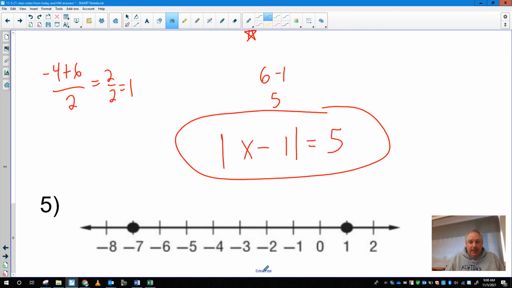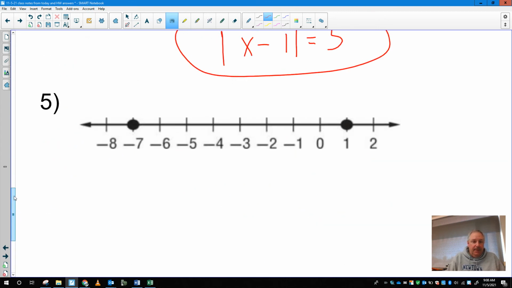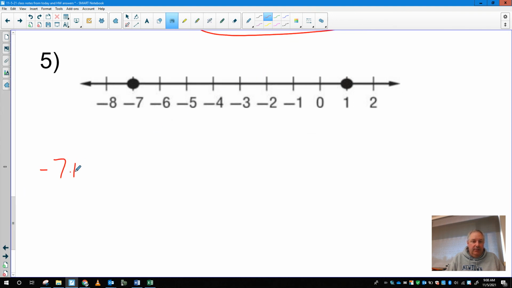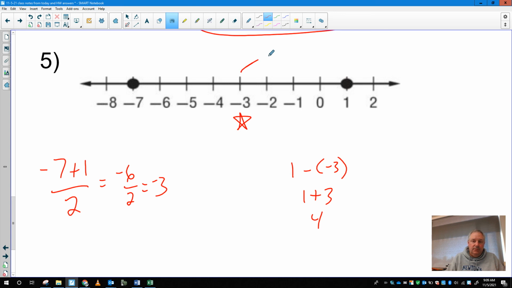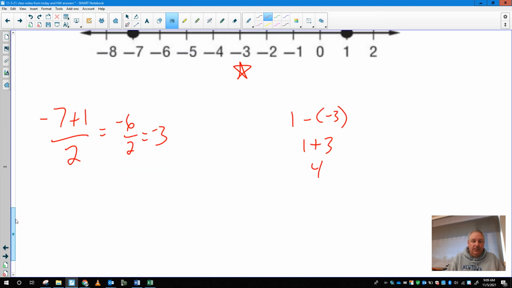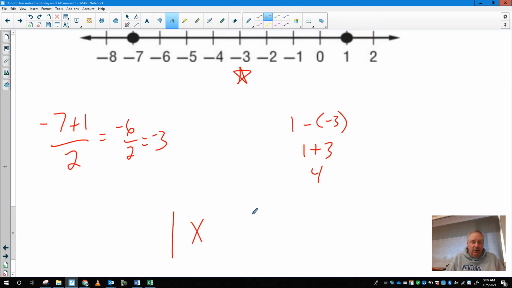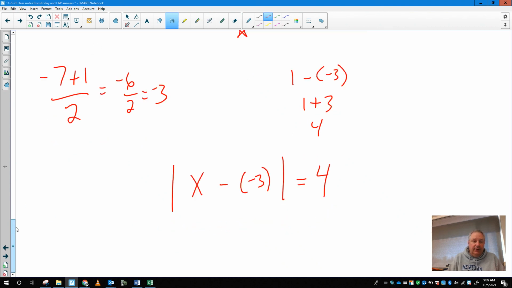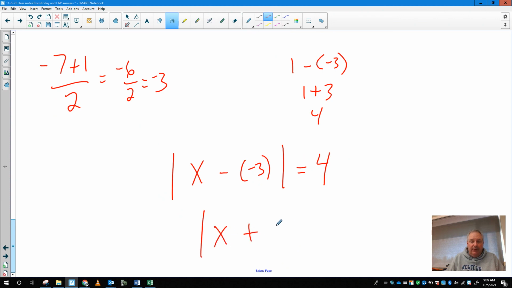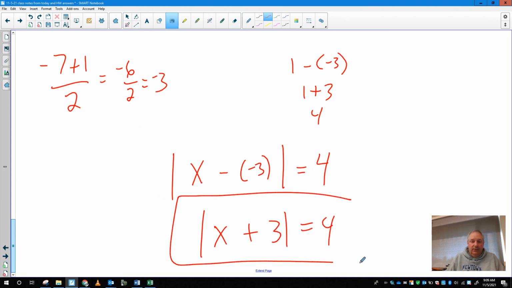And the last one, number 5. My middle is -7 plus 1 over 2, which is the average. -6 over 2 gives me -3. So -3 is the middle. The distance here would be 1 minus -3, which is 1 plus 3, gives me 4. So it's 4 there and 4 here. The way I write that as an absolute value equation would be the absolute value of x minus the middle, so it's minus -3, equals the distance between the middle and each point, which is 4 inches away. You do not have to write the line with the two signs. You can go directly to here. Absolute value of x plus 3 equals 4 would be great with me.